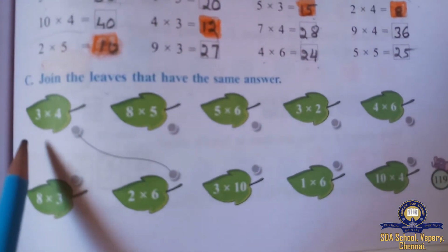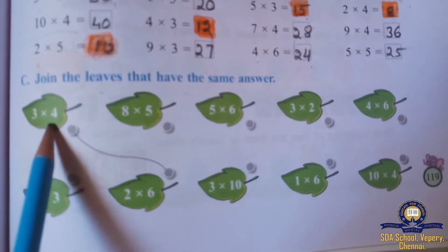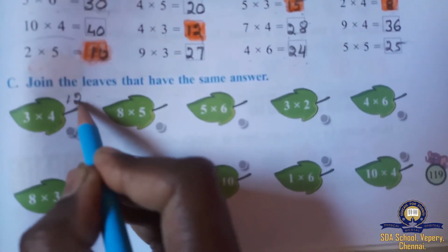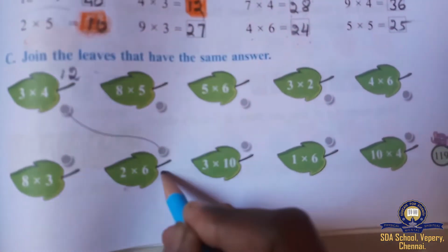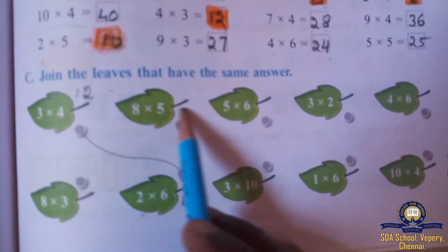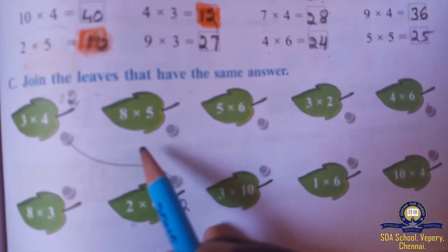Yes, first we'll tell. 3 ones are 3, 3 twos are 6, 3 threes are 9, 3 fours are 12. What answer is here? 12. Here 2 sixes are also 12. So matching. Next, first we'll do all this and write the answer. After that, we'll match it.